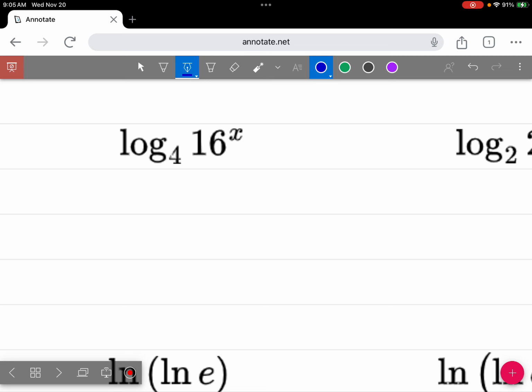I mean, you could using our properties, but I don't know log base 4 of 16 necessarily. If my base is 4, can I rewrite 16 as a base of 4? What is 16 as a base of 4? So this is the log base 4 of 4 squared to the x.